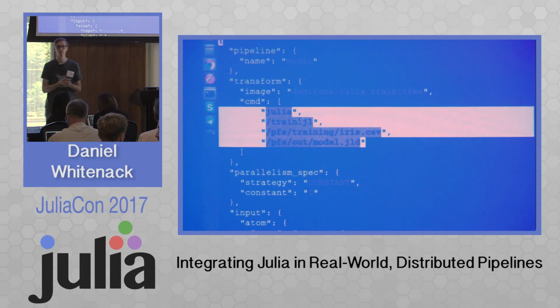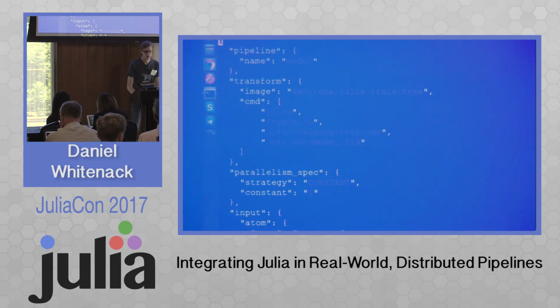Yeah? Where did the PFS training path come from? Yeah, so that's the next thing. So the question was about this PFS path. So here, again, we're saying create this pipeline model, use this Docker image, execute this command, and run that on this repo training, on this repo here.